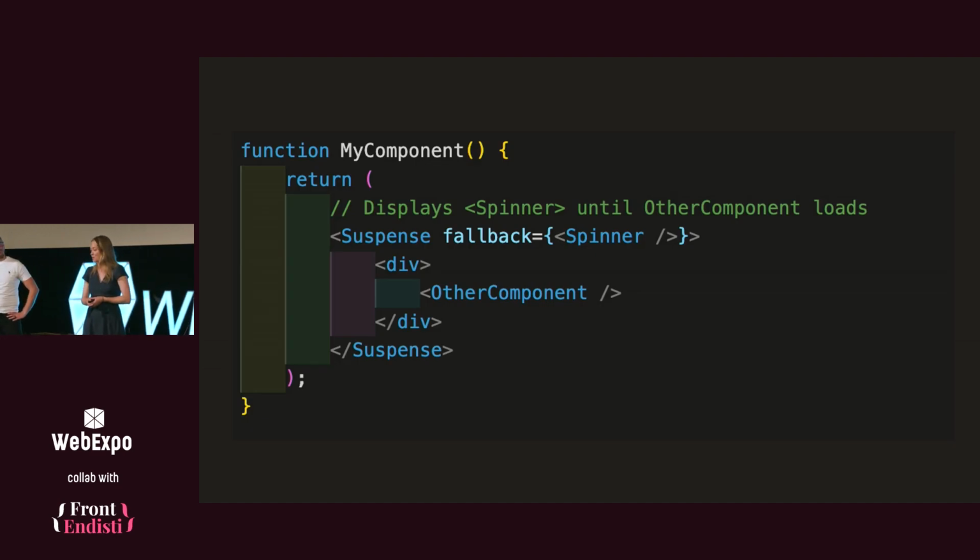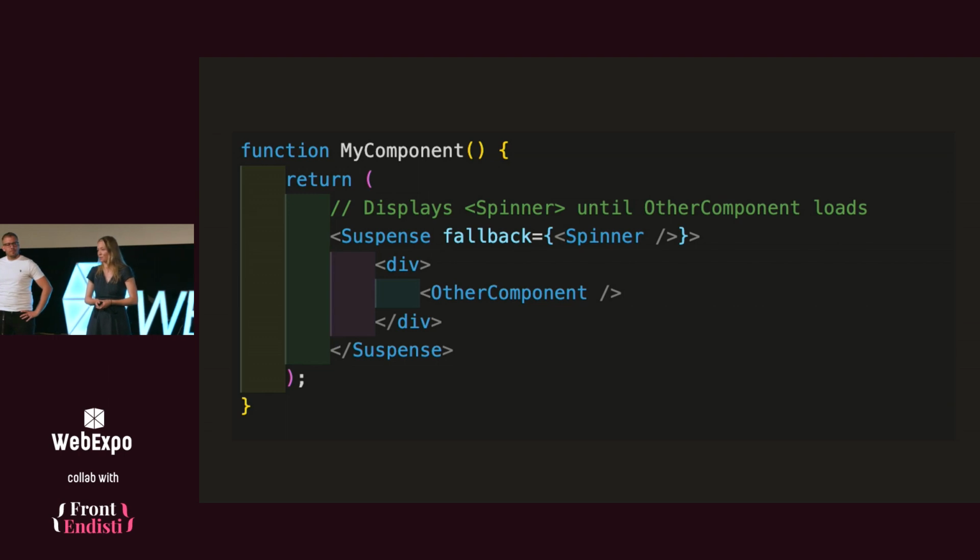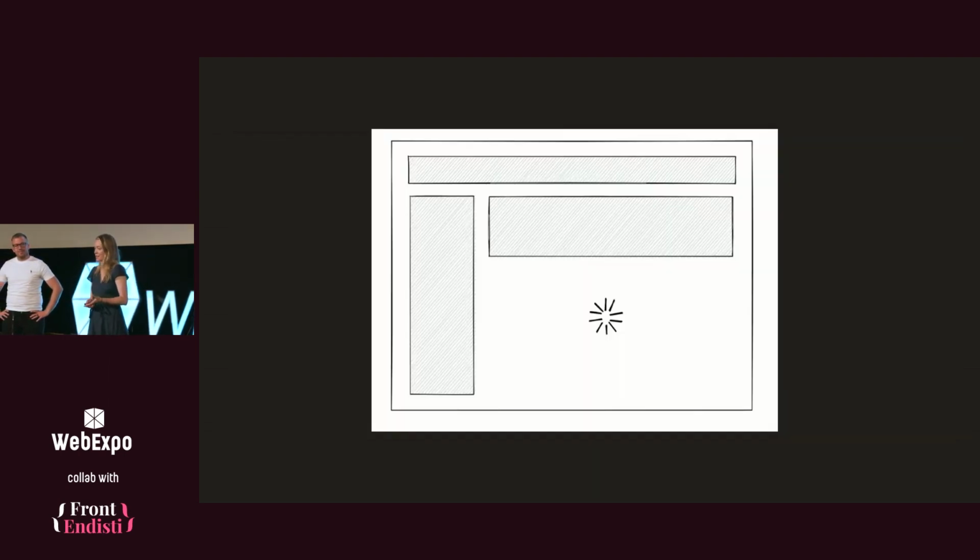Before suspense on server, one component could be a bottleneck for your whole page to be rendered. But right now, as you can see in the code, you can just wrap the slow component, here it's called OtherComponent, in Suspense. And as a fallback, you can use a spinner. And it will look like that. Your page will be rendered, except for the slow component.